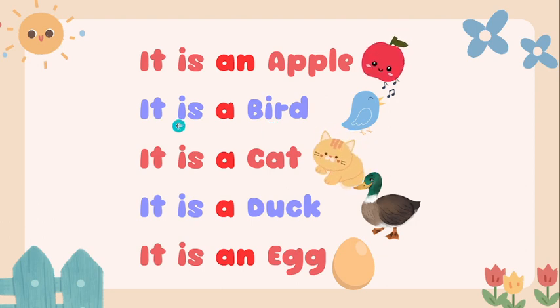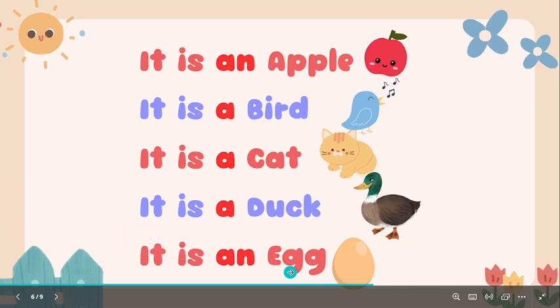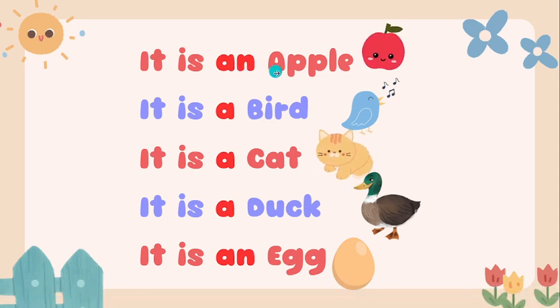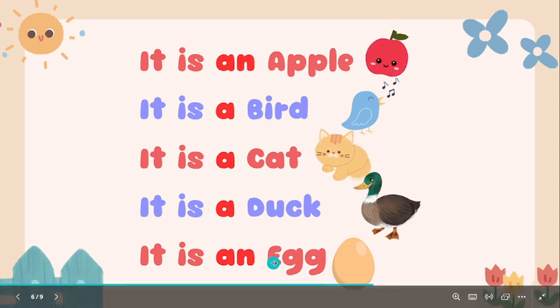It is a bird. It is a cat. It is a duck. It is an egg. We will use an before letter A and E.